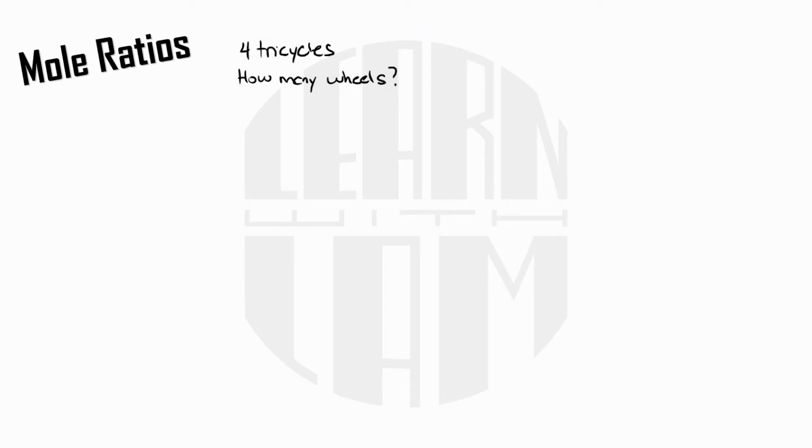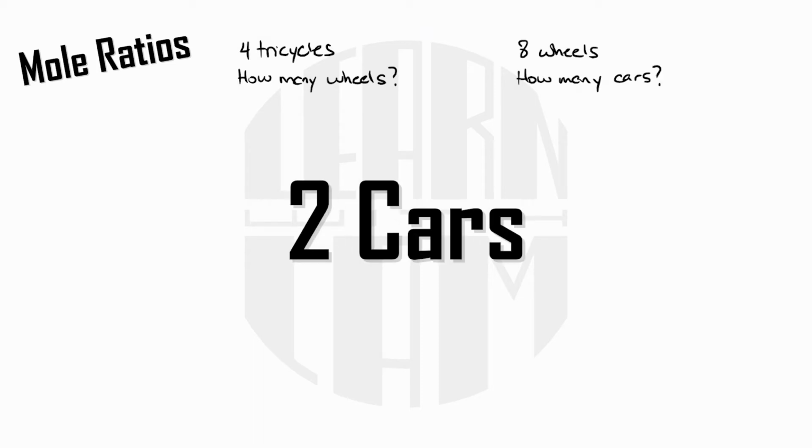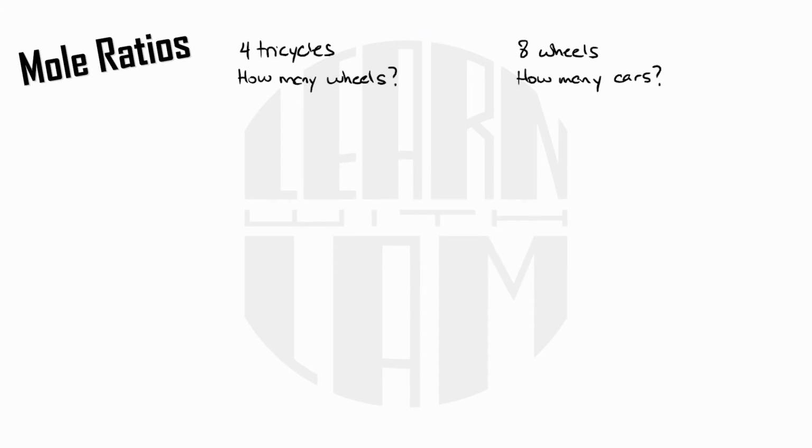Okay, here's another. If you have 8 wheels, how many cars can you make? Was that 2 cars? Most definitely. See, we do ratios in our head all the time, or at least the simple ones. But let's take a look at how ratios work mathematically. Going back to the tricycles, before doing any calculations, we need to know the relationship between tricycles and wheels. That's the ratio. The ratio is, for every 1 tricycle, there are 3 wheels.